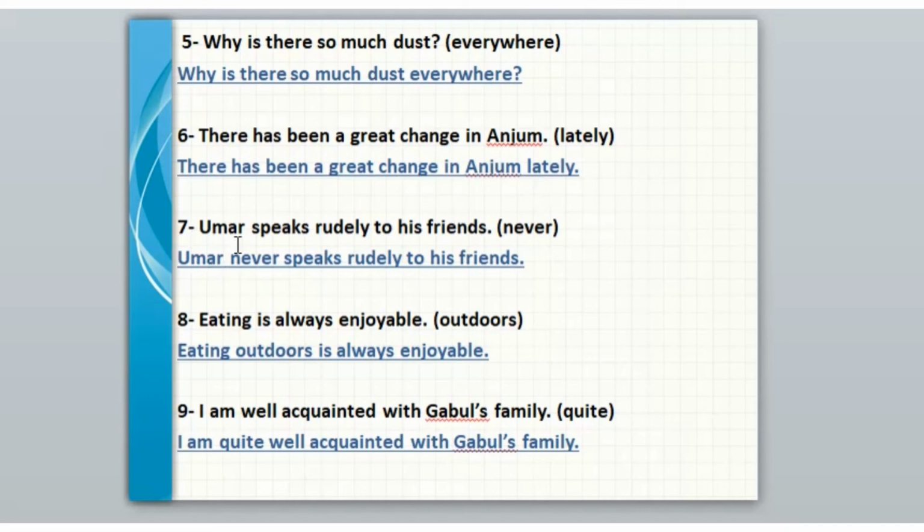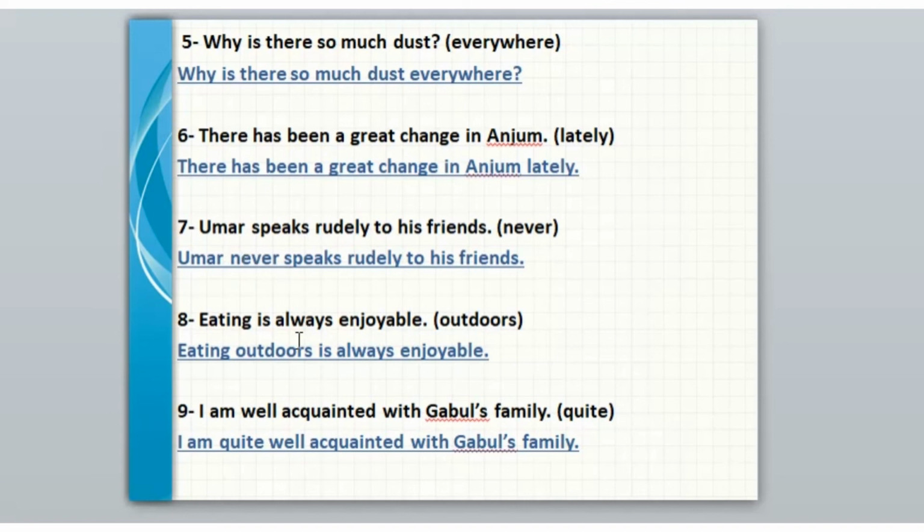Number 7. Omar speaks rudely to his friends. Bracket says never. Students, here speaks is the verb, so it will be placed before this verb. It will become, Omar never speaks rudely to his friends. Students, never is what kind of adverb? Yes, your guess is right. Never is the adverb of negation. And I told you it is placed before the main verb.